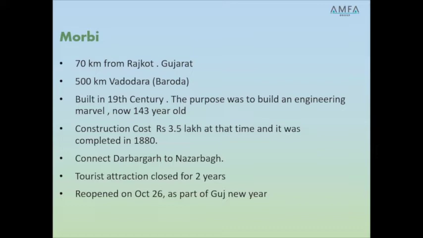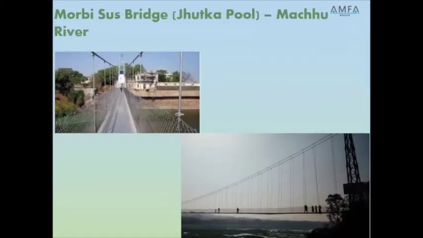Due to aging, this bridge was closed for the last 2 years. It was given to an agency for repair, and on October 26th, which is Gujarat New Year, it was opened to the public. The suspension bridge was across the Machchhu River. In local Hindi, it is called Jhulta Pul.